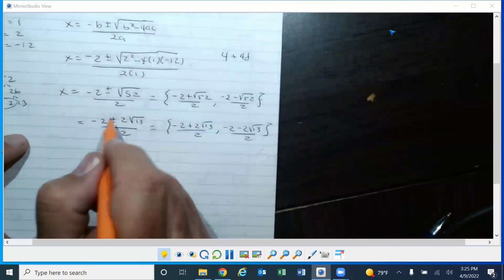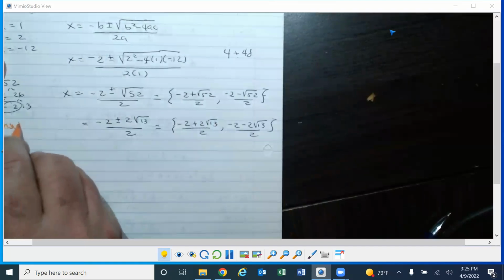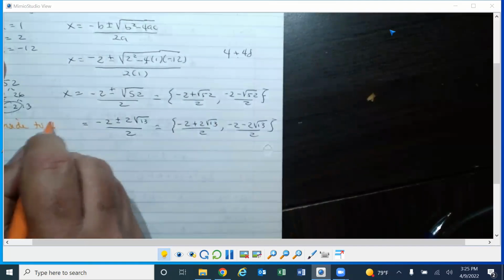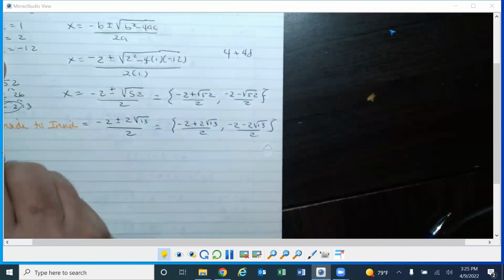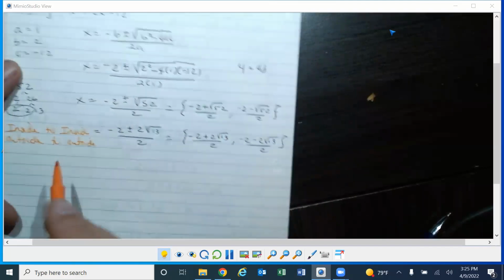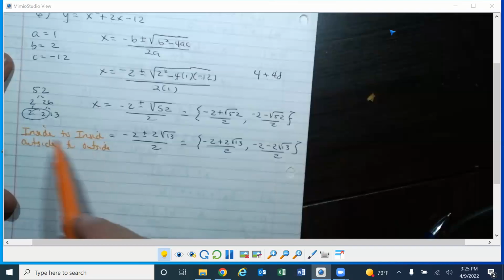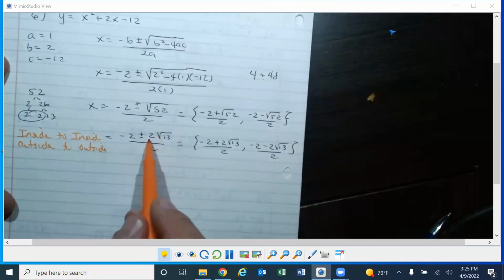So if you look, we talked about something called inside to inside, outside to outside. And what we said was that we can multiply inside numbers to inside numbers, we can multiply outside numbers to outside numbers, but we can't do an inside to an outside. Here's what I mean. This is an outside number.